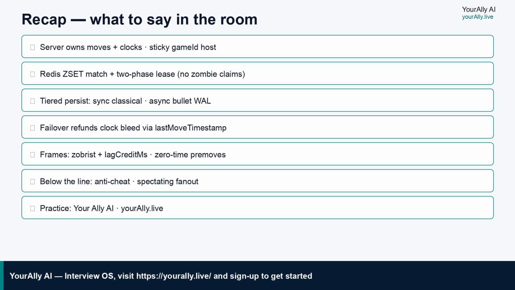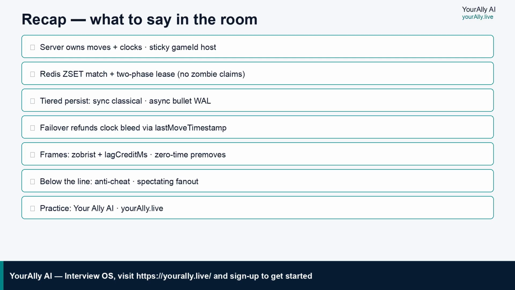Recap: what to say when the interviewer asks you to summarize. Server owns moves and clocks. Both players land on one sticky host keyed by gameId. Matchmaking uses a Redis sorted set with a two-phase lease so zombie claims cannot trap anyone. And you widen for thin pools. Persist synchronously before broadcast on slower controls. For bullet and blitz, accept in memory and flush asynchronously, so database jitter does not eat the clock.